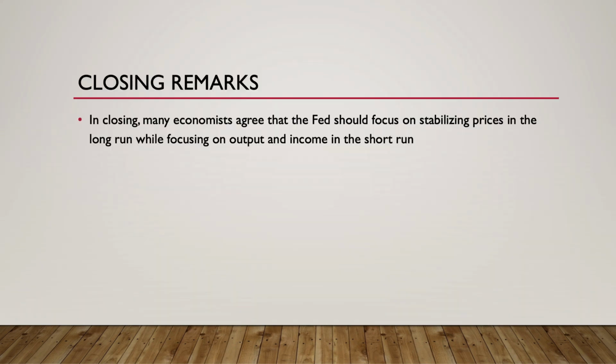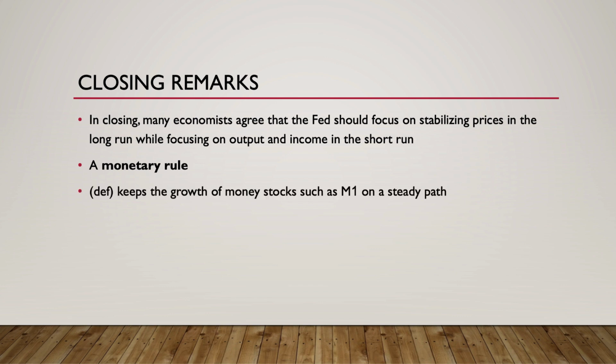In closing, many economists agree that the Fed should focus on stabilizing prices in the long run, while focusing on output and income in the short run. This has led some economists to call for a monetary rule to guide policymakers. A monetary rule keeps the growth of money stocks such as M1 on a steady path, following the equation of exchange to set a long-run path for the economy that keeps inflation in check.